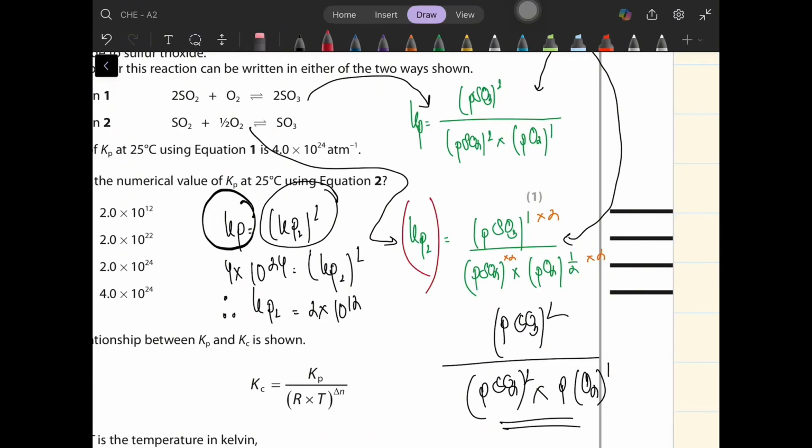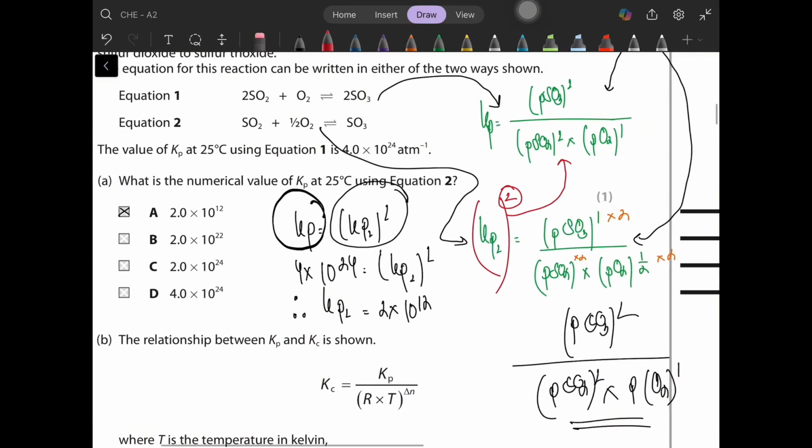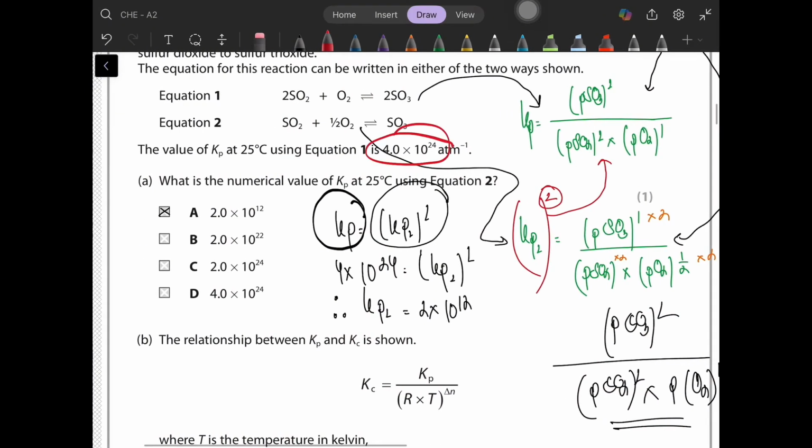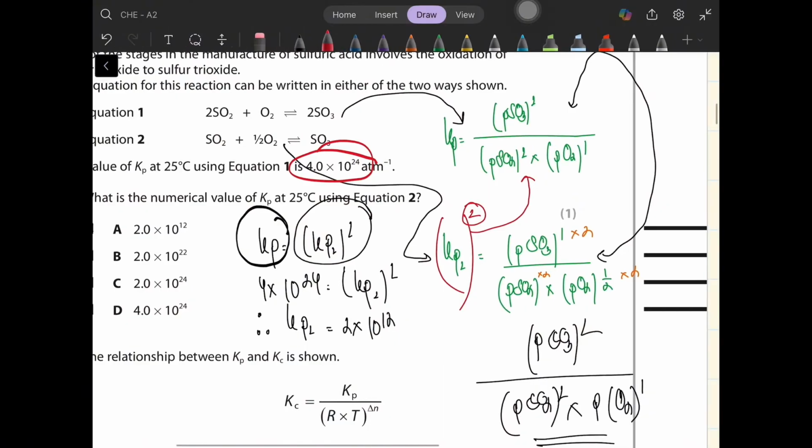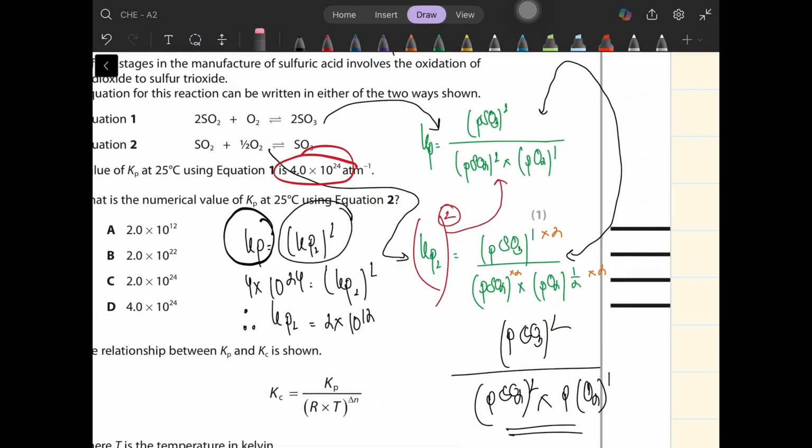So what we are basically doing is multiplying this with the power of 2. When you multiply this with the power of 2, we are converting it into the first equation, and we can then put the value of the first Kp, that is 4 times 10 to the power minus 24, into this equation, and from there we can easily find the value of Kp for the second equation. All right, so let's move on.